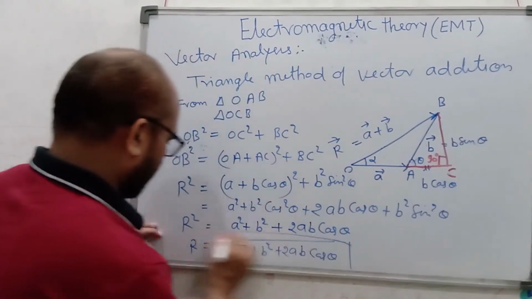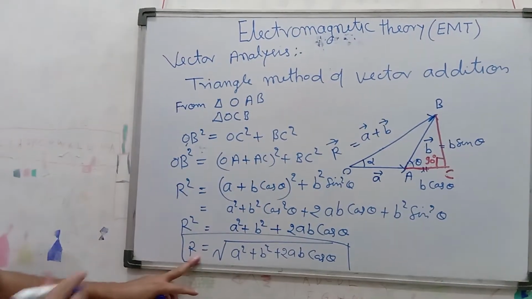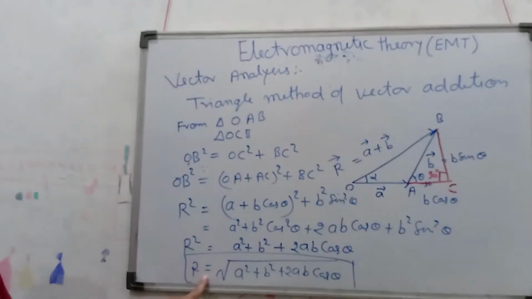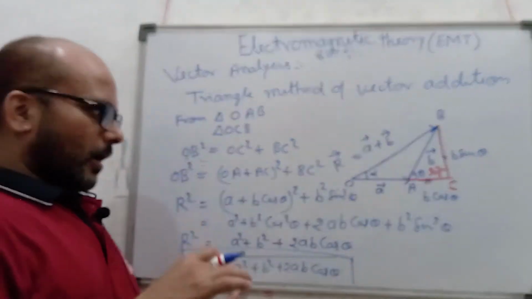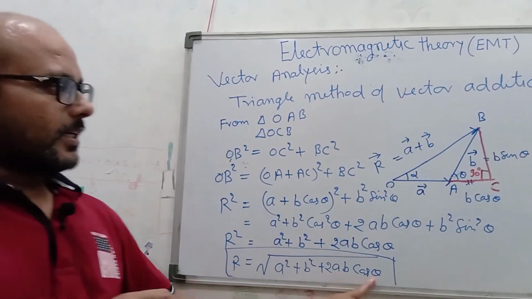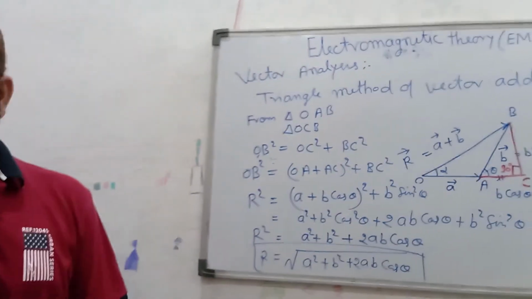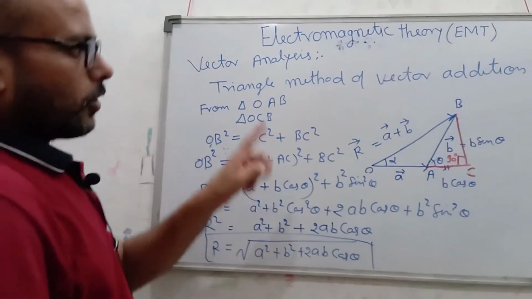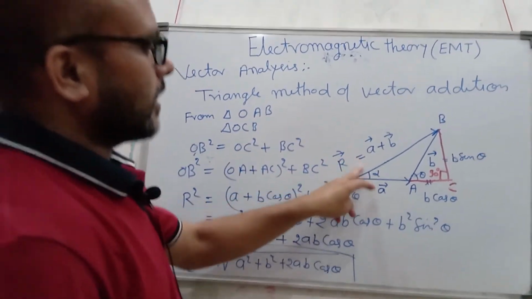So look at this equation here. R is the magnitude of the resultant vector, A is the magnitude of A vector, B is the magnitude of B vector, and theta is the angle between A and B vector. Again, to calculate the direction of the resultant, direction means alpha.